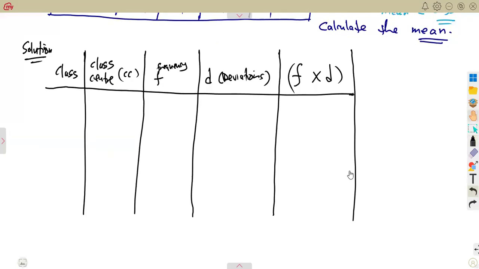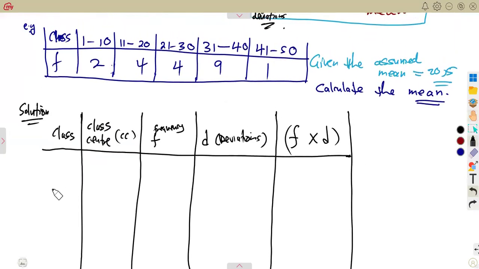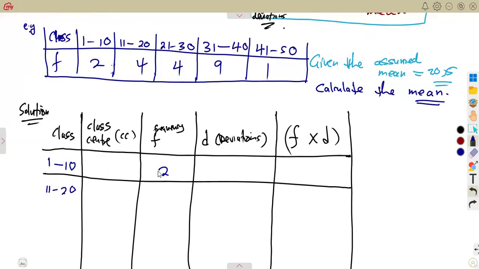All right. So let's have our classes, guys, as they are here. 1 to 10, this and that. So the first class is the class of 1 to 10, and the frequency there is 2. The other one is 11 to 20, and the frequency there is 4. So this is what we can fill right now: the class and their corresponding frequency. Then 21 to 30, corresponding frequency is 4.